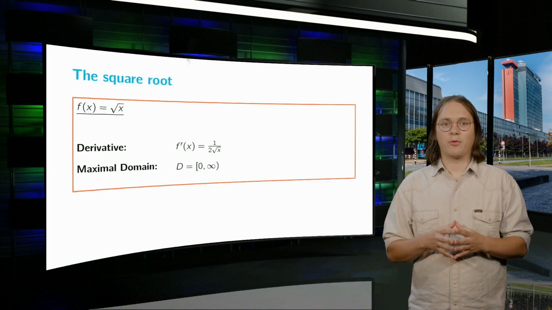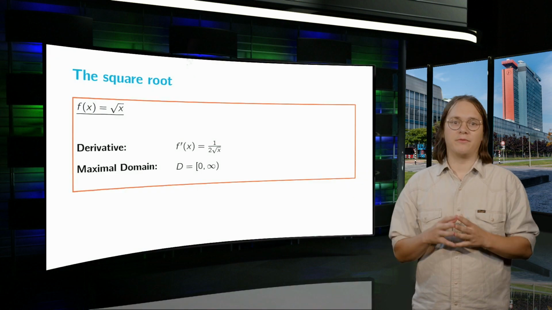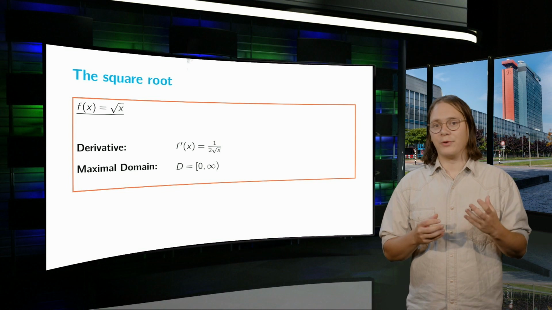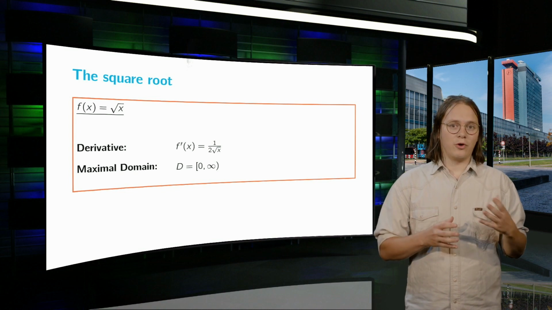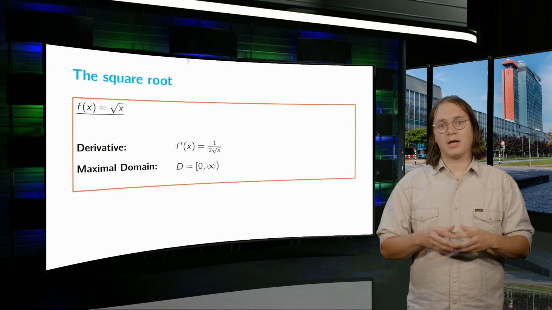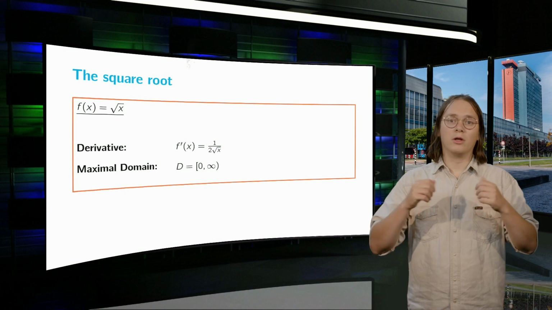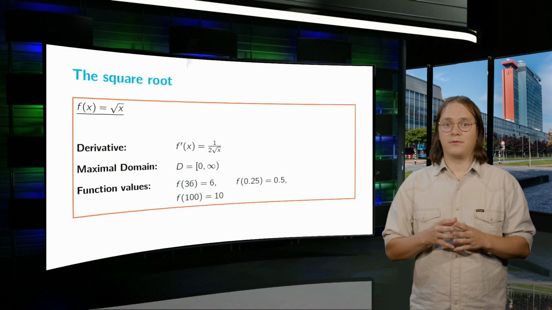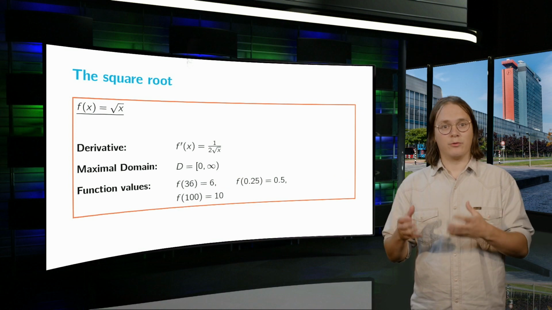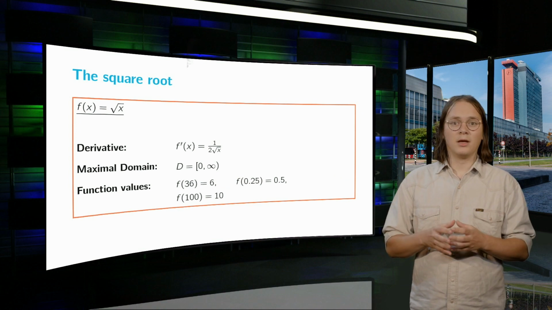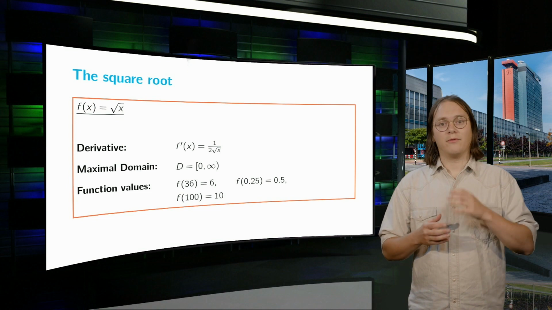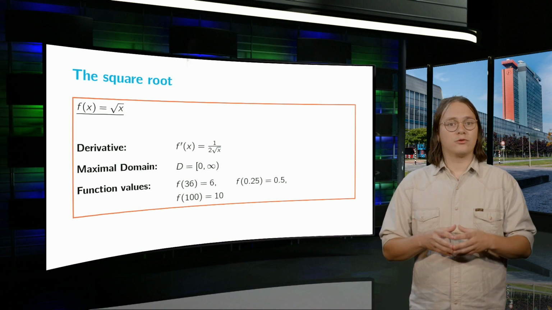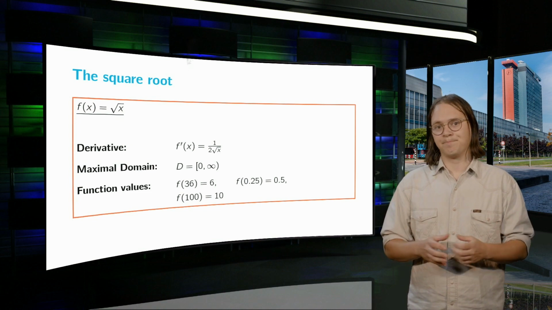We can discuss the properties of a function like square root of x in the abstract. For instance, we know the derivative is 1 over 2 times the square root of x, and its maximal domain consists of all non-negative numbers. We can also provide some values of the function exactly, like square root of 36, which is 6, square root of 0.25, which is a half, or square root of 100, which is 10.